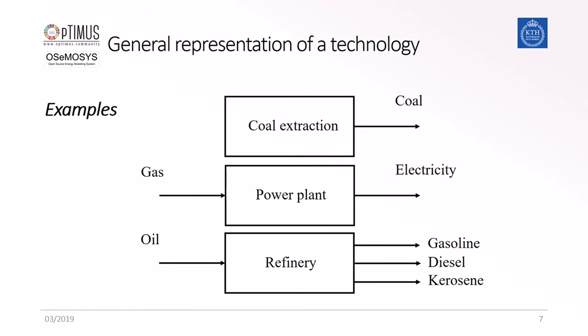Looking at the general representation of technologies, the coal extraction technology does not have any fuel coming in, as this is the raw fuel extraction. Power plants generally have one input fuel, in this case gas, and one output fuel, in this case electricity. For the refinery technology, the input fuel is oil, and there are 3 output fuels: gasoline, diesel, and kerosene.